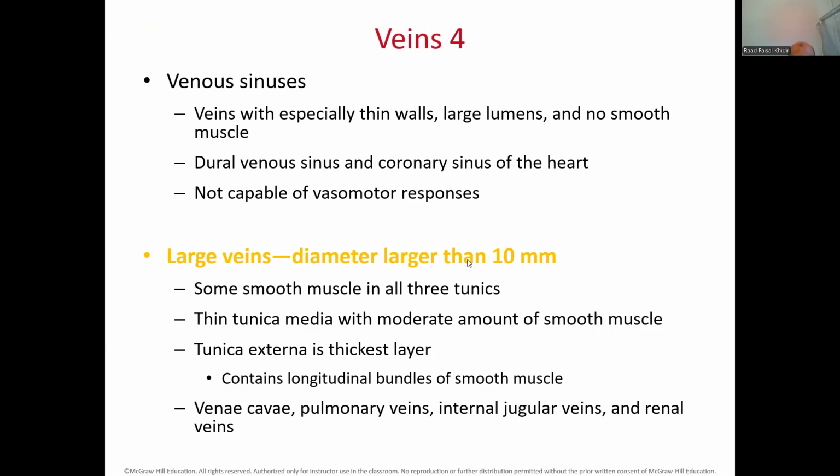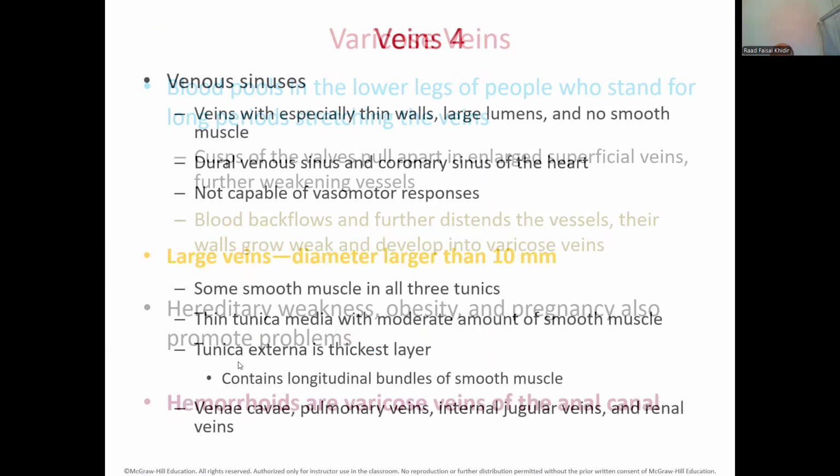There are large veins that have a diameter that could be larger than 10 millimeters, and they have some smooth muscle in all three tunics. An example of these large veins are the ones that are about to be in contact with the heart. These are your vena cavas, your pulmonary veins, internal jugular vein, and the renal veins.